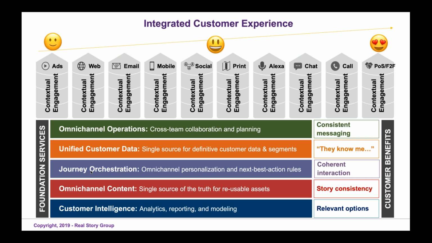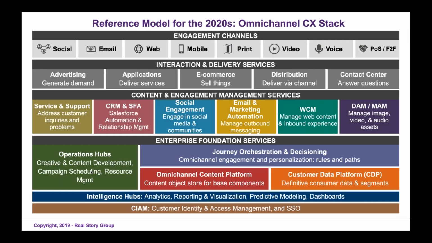But then having done this, if you want a consistent story across these channels, consistent branding, consistent messaging, but still some contextual engagement, then increasingly what our customers are asking for is something we call an omni-channel content platform. This is a single source of truth for reusable assets that you can feed into any number of different channels. A year or two ago this was kind of an aspiration. Now it's become something of a reality, an emerging marketplace.